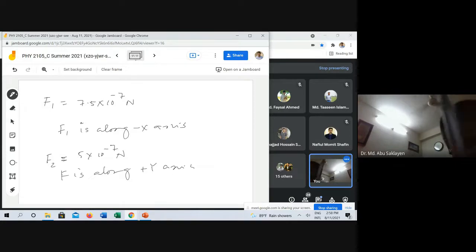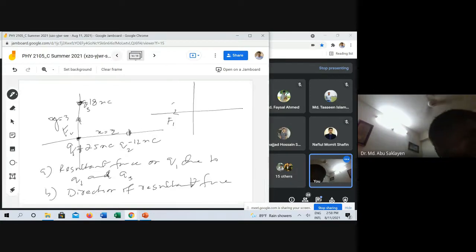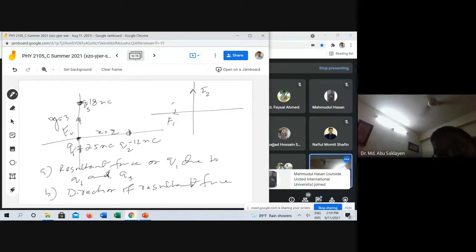That means it is along positive y-axis and we got the magnitude. Now what will be the resultant? I will come later to how that statement will be written. So what will be the resultant? How do you get the resultant? Do you know vector summation? How to do vector sum?